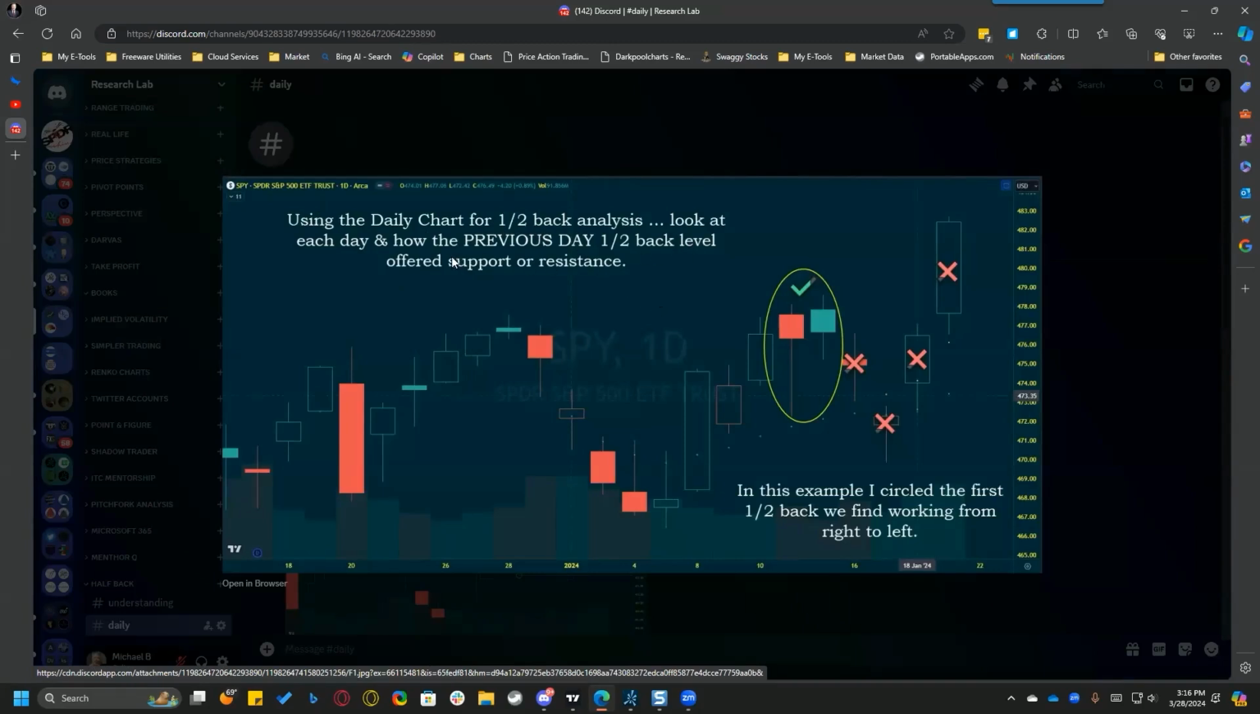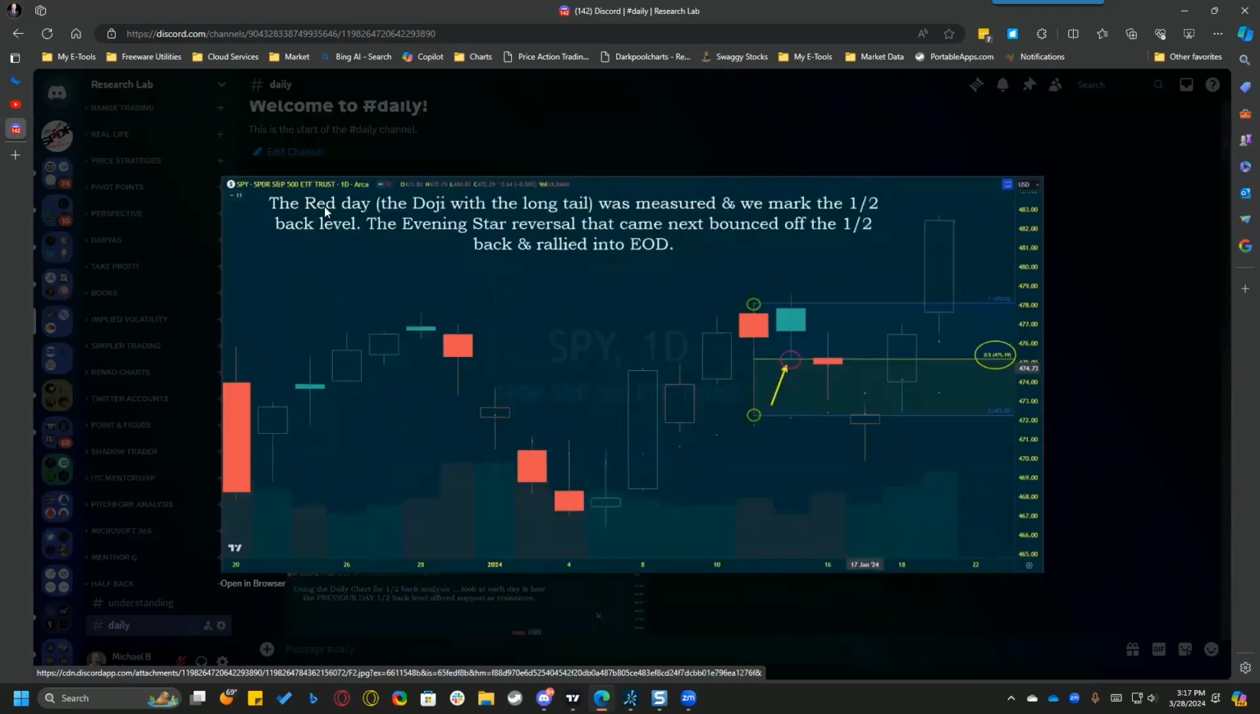Look at each day and look at how the previous day's halfback level offered support or resistance. I marked in red the days where we didn't have this event, and then I circled the first halfback that I found working from the right to the left. We can see this big old hammer here, and then we've got the event, a halfback event. Here, the red day, the doji with the long tail, was measured, and we marked the halfback level.